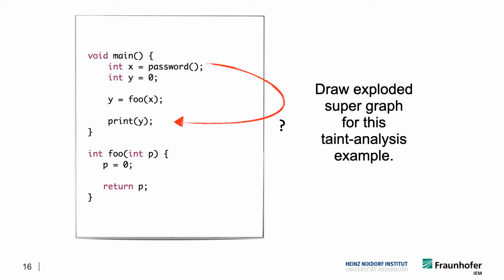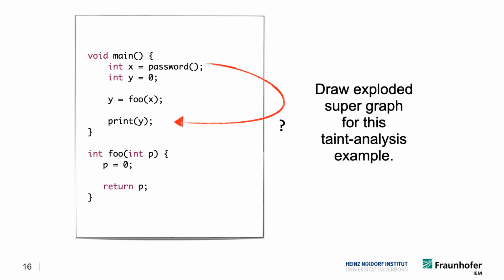Welcome back. So I next want to discuss how to conduct IFDS by drawing the exploded supergraph for this simple taint analysis example. And I've shown you on the previous slides how to encode individual flow functions for a given statement in IFDS. But now we want to do that for this entire program. Granted, it's not a large program, but it's just to get you started and to explain the idea.